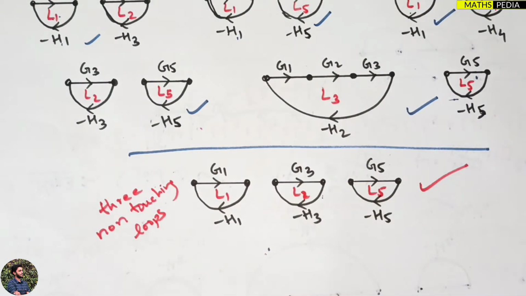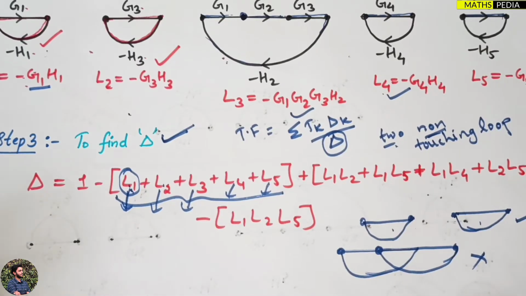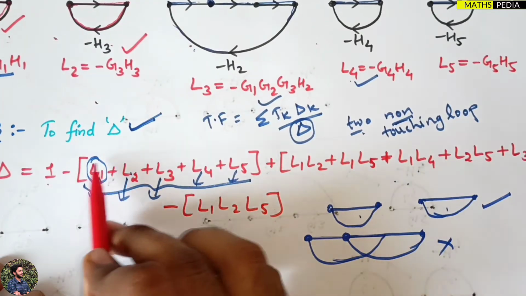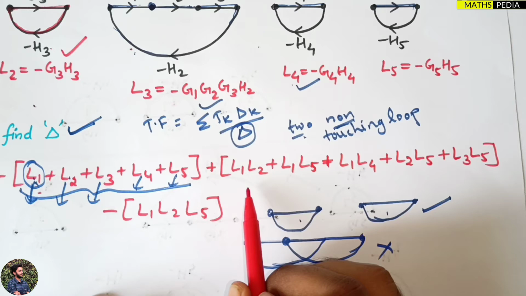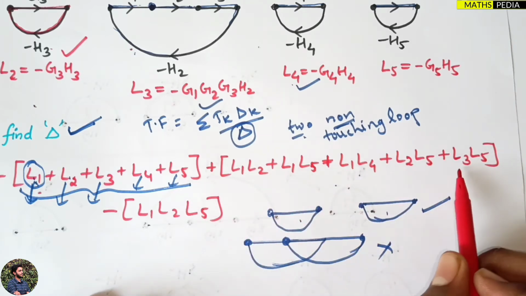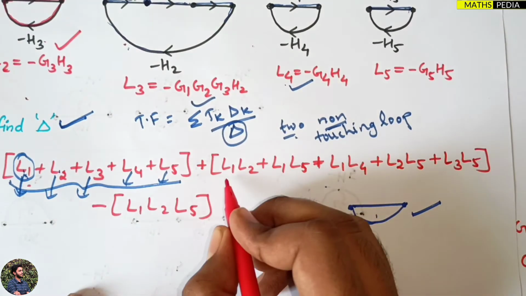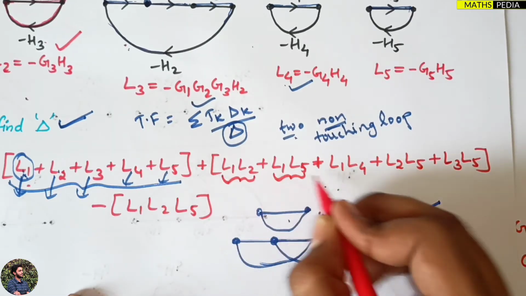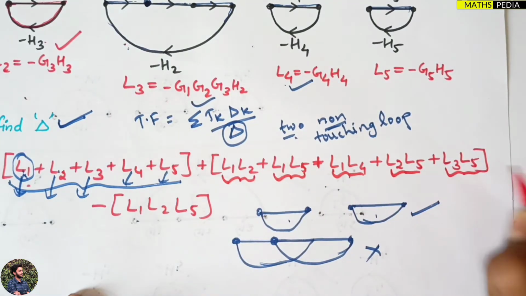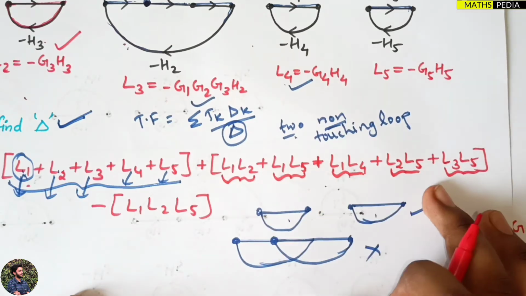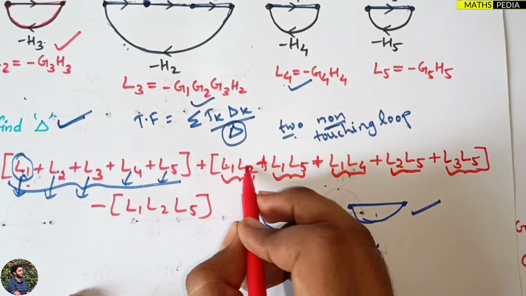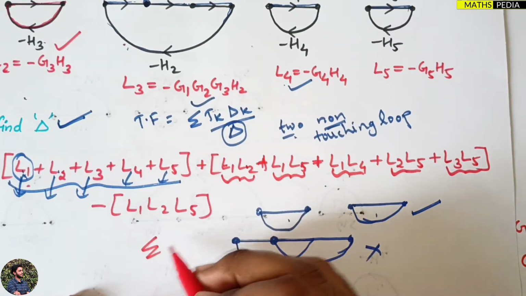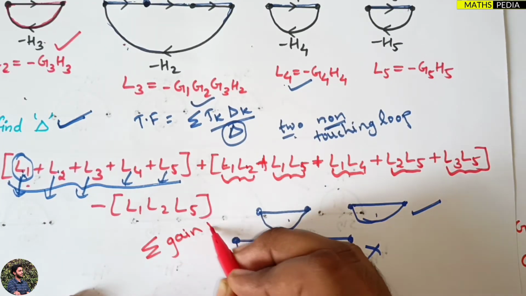So let us now write the formula. That means, see here, 1 minus the sum of individual loops, which we have discussed, plus gain product of combinations of 2 non-touching loops. Here, this is one combination, this is another, this is another, this is another. We have got 5 combinations, as we have discussed, and we have to add them. You have to multiply the loop gains, that's what I said, the summation of gain products.